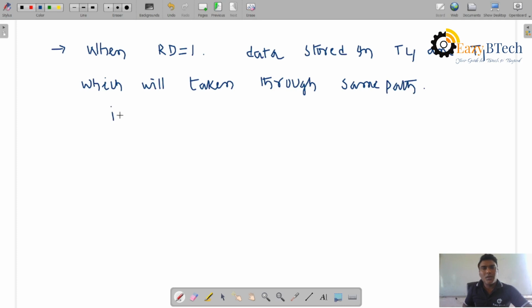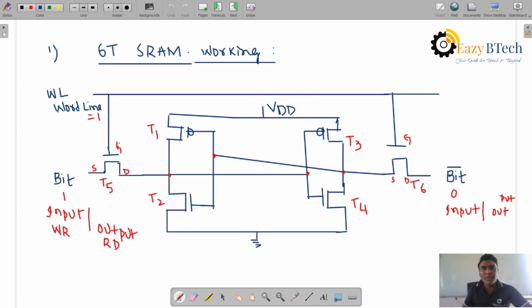So that is bit and bit complement, the bit complemented path. When the word line is high, the data will be stored in T4 and T1. The word line is a control line for turning the transistors on and off. Okay, the word line is high.